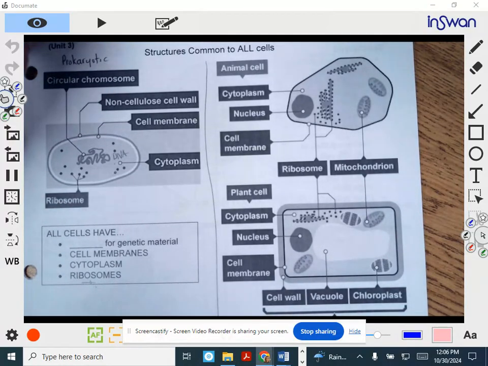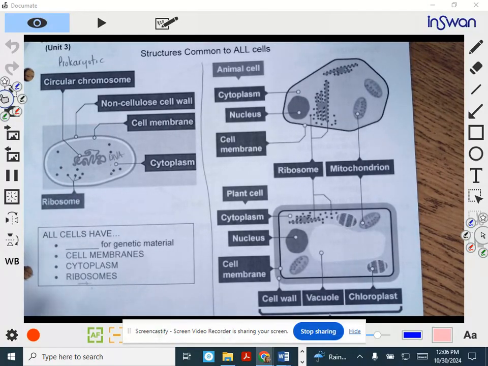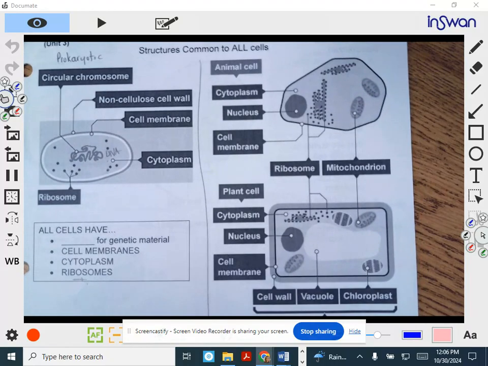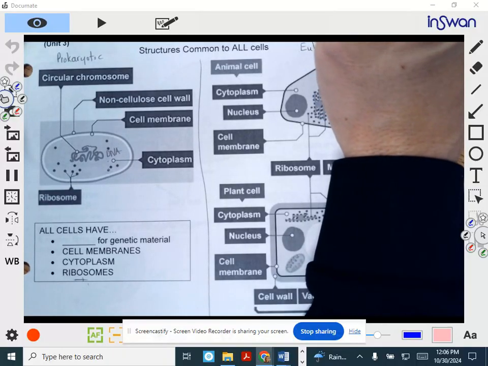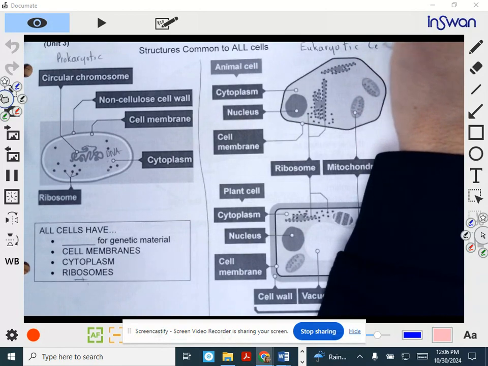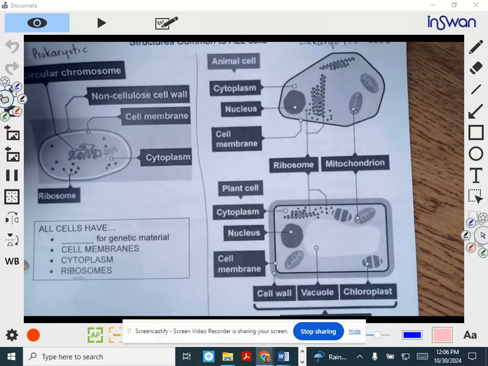Okay? So make sure you can tell me some similarities, some structures that all cells have. All cells have DNA. All cells have a cell membrane. All cells have cytoplasm and ribosomes. But also be ready to tell me some differences between your prokaryotes and your eukaryotes. Here's your eukaryotic cells over here. Okay, you and everything else are eukaryotic cells.